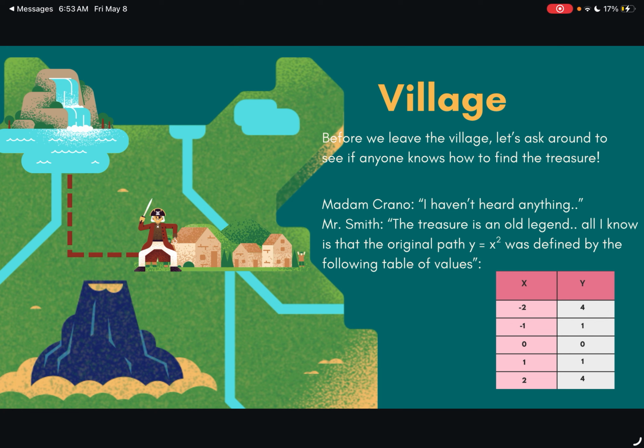Before we leave the village, let's ask around to see if anyone knows how to find the treasure. Madame Crano, I haven't heard anything. Mr. Smith, the treasure is an old legend. All I know is that the original path, y equals x squared, was defined by the following table of values.